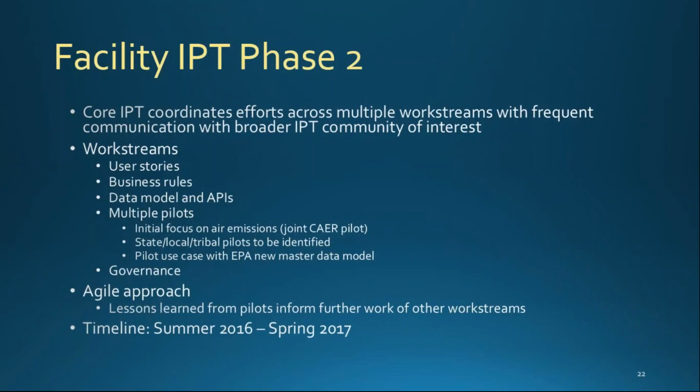The work streams that are being focused on during phase 2 are user stories, meaning what are the different needs across the agencies for sharing of facility information, the business rules, how we're going to work together, the data model that will be used to share the information in the APIs, and then phase 2 also includes a focus on pilot projects. There were 3 pilot categories that were proposed in the phase 2 proposal.